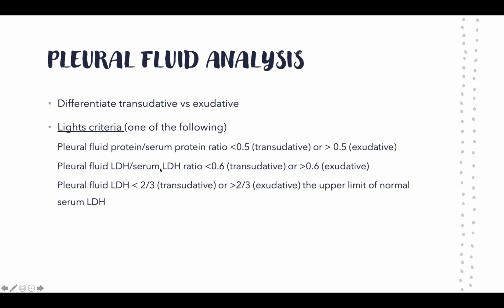LDH is lactate dehydrogenase and is elevated in cell damage or death. So in exudative, we're more likely to see lung and pleural damage and also damage to the endothelial cells, therefore more likely to see elevation in that as well. The third criterion is pleural fluid LDH being less than or more than two-thirds of the upper limit of the normal serum LDH.